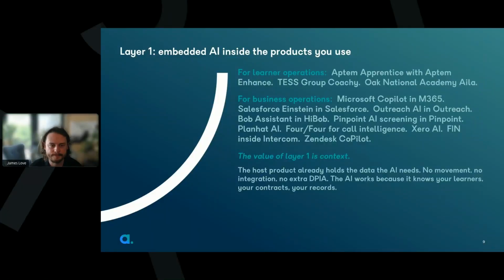The point here is that these are all built for a specific use case, and they're built in context. On the business side, layer one is the AI baked into the tools you already run the business with. And some of you may know these are there, and others may not even realize they're using them. Microsoft Copilot in Microsoft 365 pretty much is available to anybody on the Microsoft ecosystem. Microsoft changed their approach here and they rolled out Copilot to everybody around a year ago. So whether you like it or not, it's there.